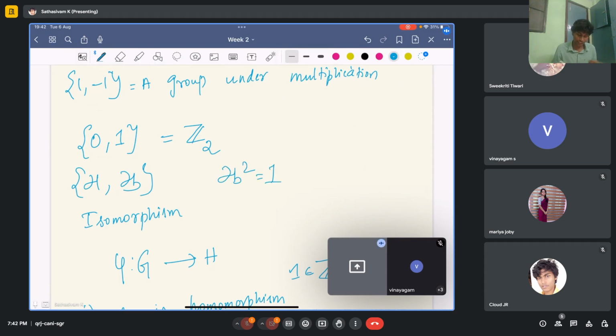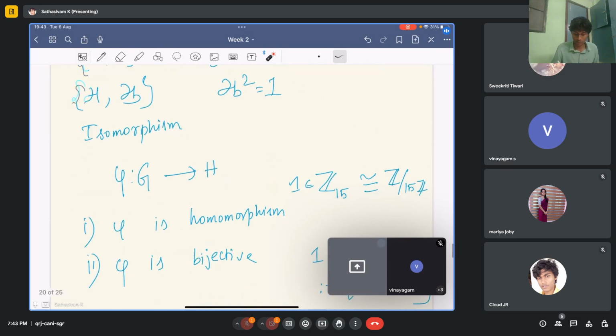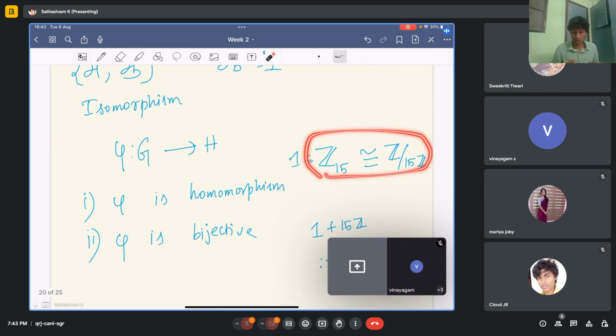I can write something like that, right? I can put two different symbols. And this is also another group of order two. But you see, at the end of the day, if you look, this group and this group are the same. I just changed the name. So in that sense, these groups are the same. On the notion of isomorphism, they are the same.